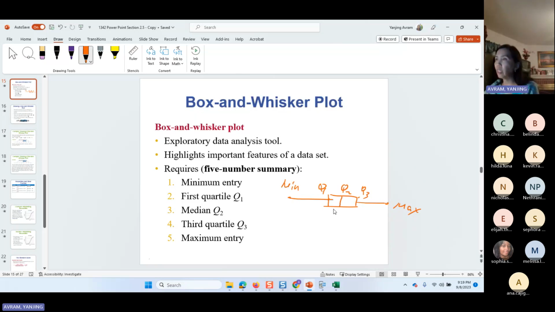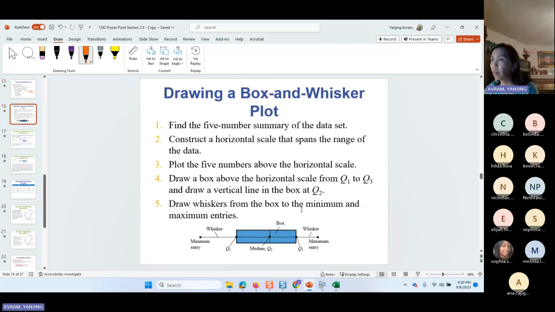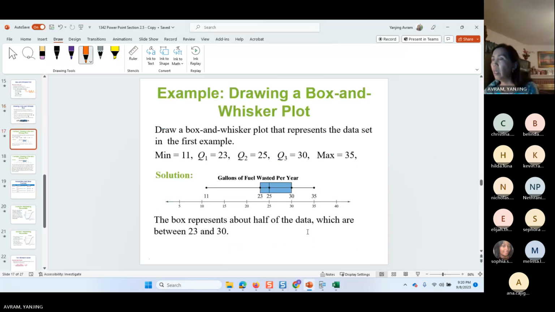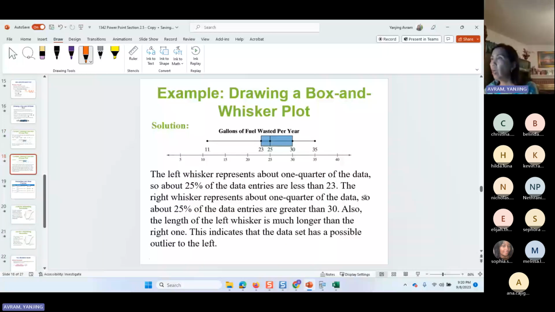The good news is the calculator can graph this one for you as well. So you plug the minimum in, and you drop a whisker to the Q1, and then you have a Q2, a Q3, and a maximum. And the good thing is, if you have an outlier in here, you can graph the outlier. Usually the calculator we are using uses something like a star to identify the outlier. All right, so let me show you how to graph this box and whisker plot in the calculator.